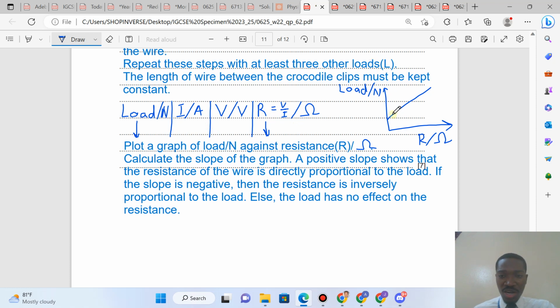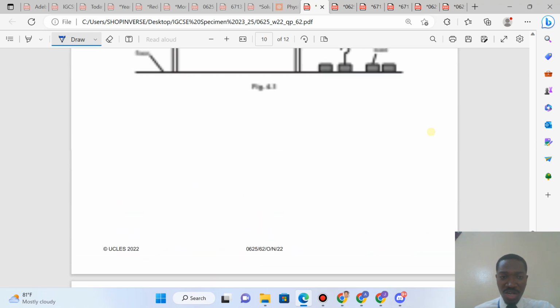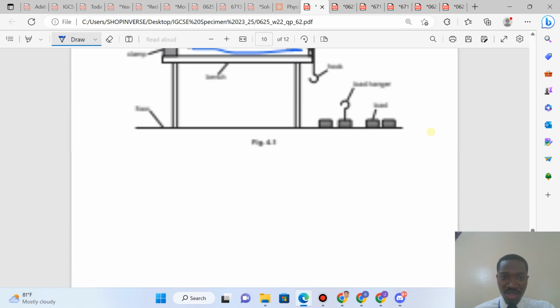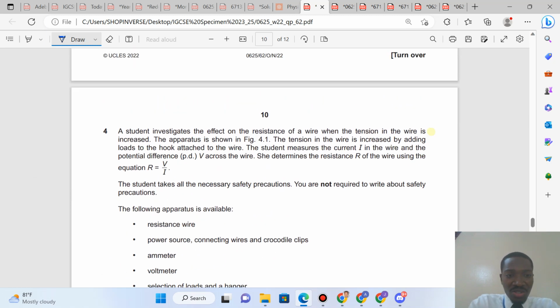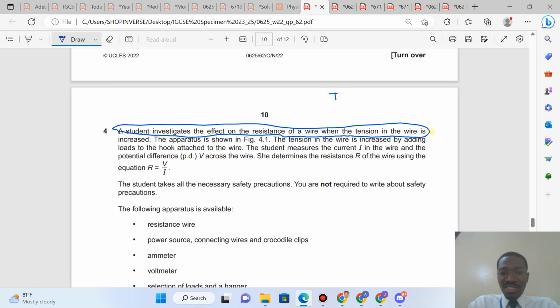So now when you plot a graph of load against resistance, why are you plotting a graph of load against resistance? Because the question says a student investigates the effect on the resistance of a wire when the tension in the wire is increased. So that means you are interested in the tension and the resistance. What causes tension?